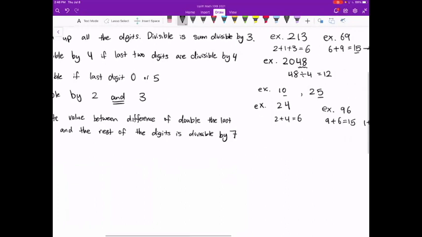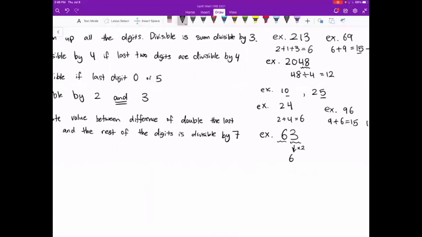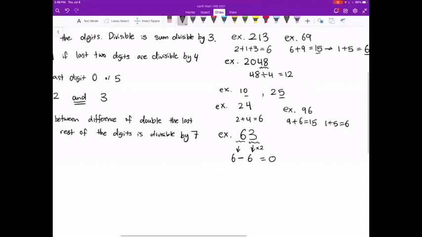So we could have an example like the number 63. We take the last digit, which is the number 3, and then we double it, which would give us 6. And then we take the rest of the digits, which in this case is only 6, and subtract the 3 doubled from it, which would give us 0. We could also take the absolute value if it's negative. And we know that 0 is divisible by 7. So that means that 63 is divisible by 7.